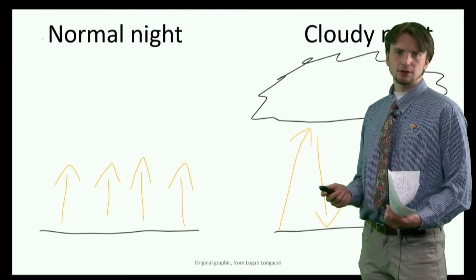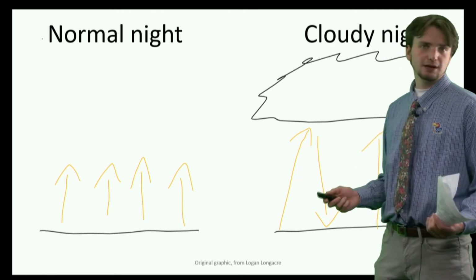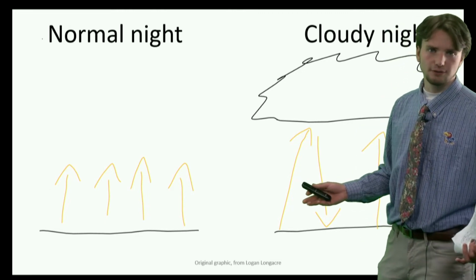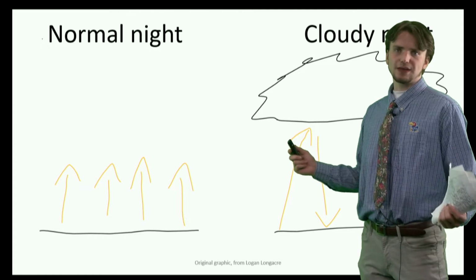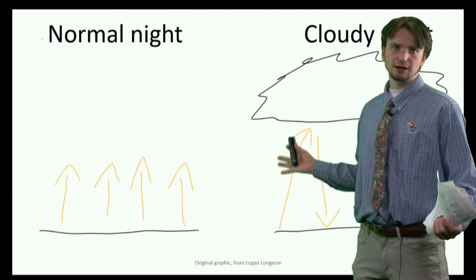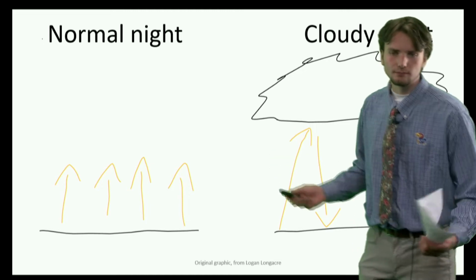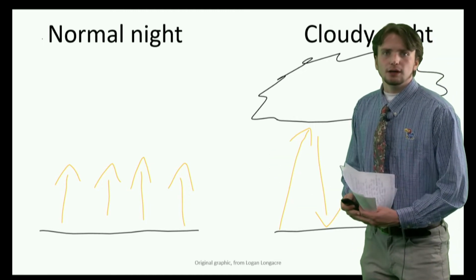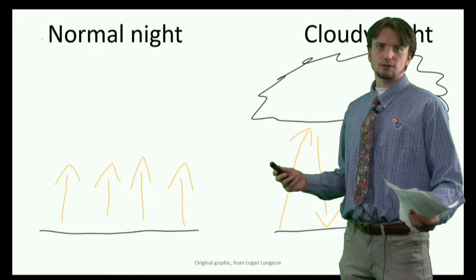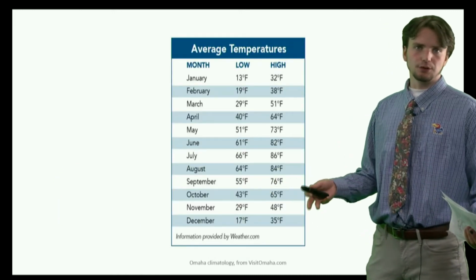Because those cumulus clouds are probably pretty evanescent, they're probably not going to stick around for a long time. We can assume that's not the case. We can assume that energy is going to go straight out to space and the Earth is going to cool as normal.